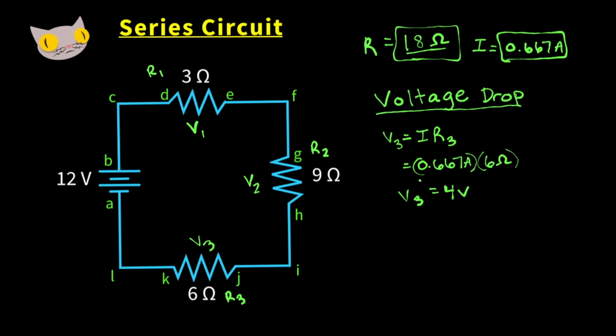Now we used the same current for each of the 3 resistors. That's because in a series circuit, the current is going to be the same all throughout.